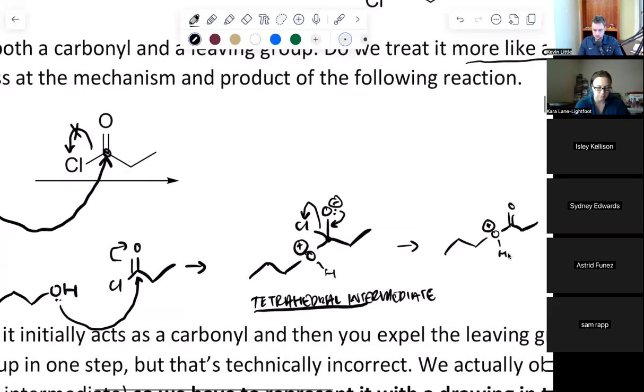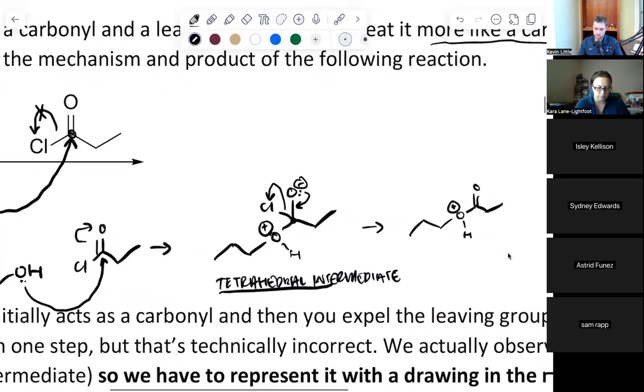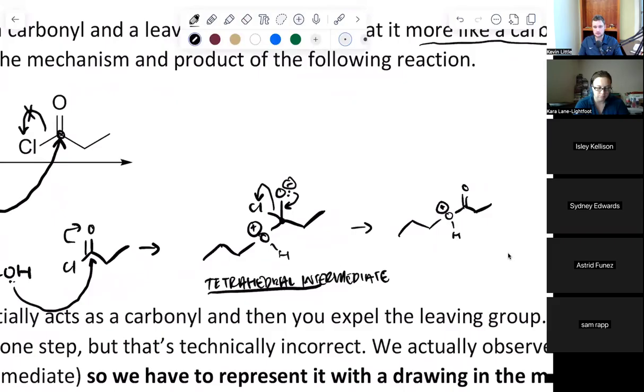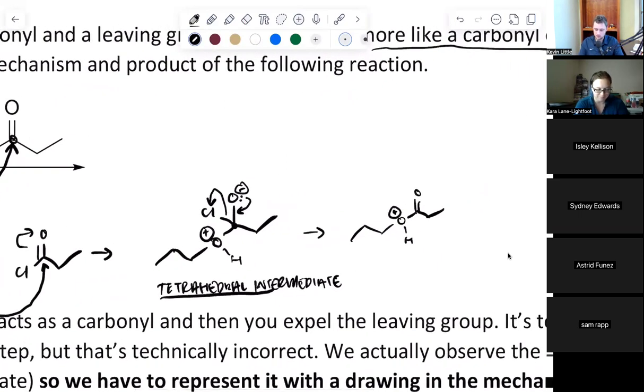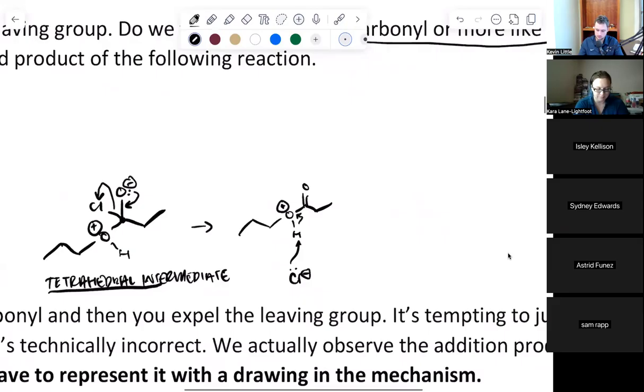So every time you add into a carbonyl, you form this tetrahedral intermediate. Then I want to reform the carbonyl. Do I have something I can kick off? In this case, I do. I have that chlorine. I get here and I deal with the charge to get this final product.